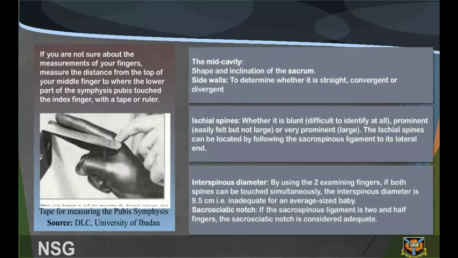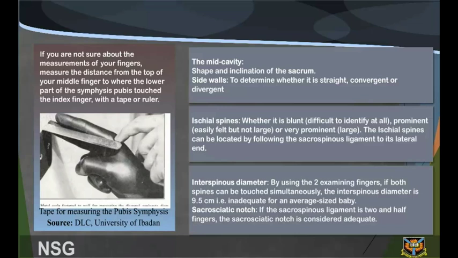If you are not sure about the measurement of your fingers, measure the distance from the top of your middle finger to where the lower part of the symphysis pubis touches the index finger with a tape or ruler. The mid-cavity: shape and inclination of the sacrum, side walls, to determine whether it is straight, convergent or divergent. Ischial spines: whether it is blunt, difficult to identify at all, prominent, easily felt but not large, or very prominent, large. The ischial spines can be located by following the sacrospinous ligament to its lateral end.